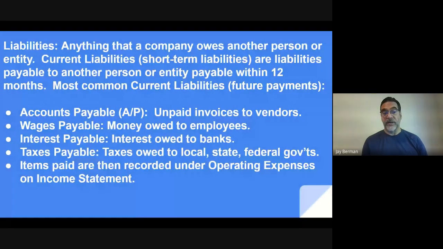And just recognize that when these items are actually paid, then you record those items, those payables, under operating expenses on the income statement. So this is an interesting way of looking at the connection between a balance sheet and your income statement. They're connected through the payables. And again, once payables are actually paid, then they become an expense on your income statement.